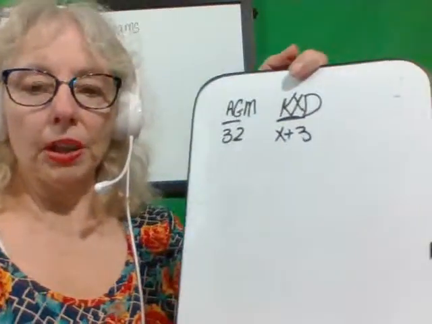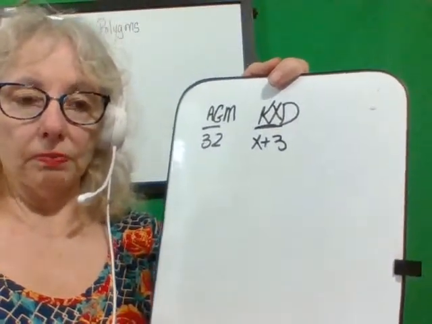All right, let's look now at one where we're going to have to set up and use distributive property, and that's number 8. On number 8, we have triangle AGM, triangle KXD. A to G has a length of 32. K to X is x plus 3. Notice I'm not going to write my triangle down. I'm just going to compare those.